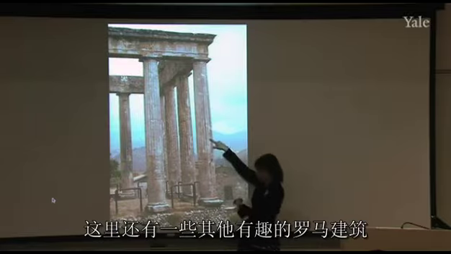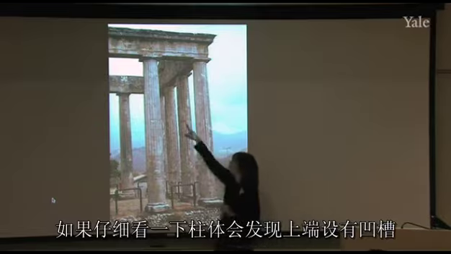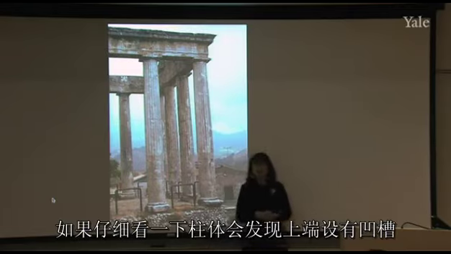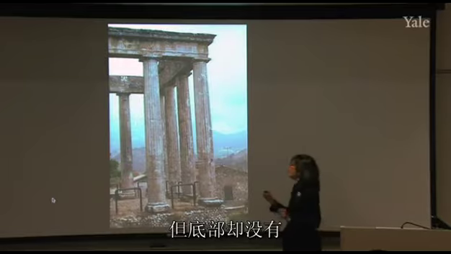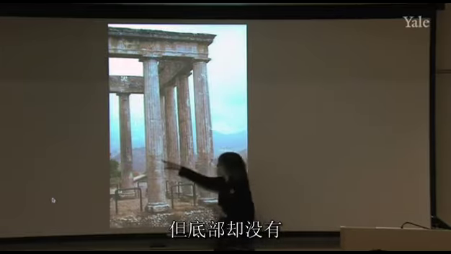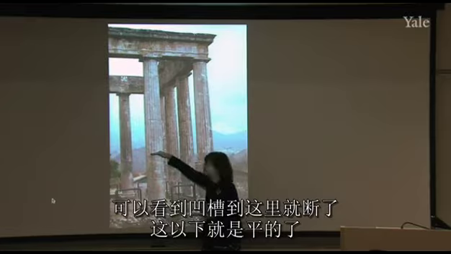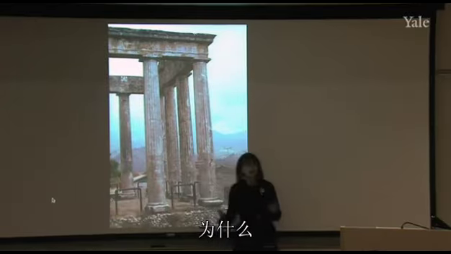You also see something very interesting about Roman building practice here, because if you look at the columns, you'll see that the upper part of the columns are what is called fluted. They have striations in them, but they're not fluted at the bottom. You can see it stops right here. The fluting stops here, and the bottom is plain. What's the reason for that?